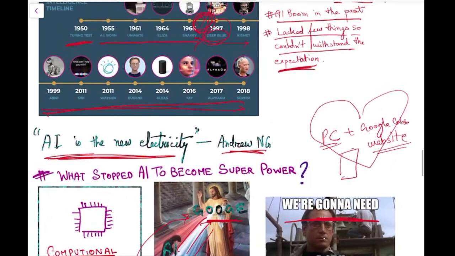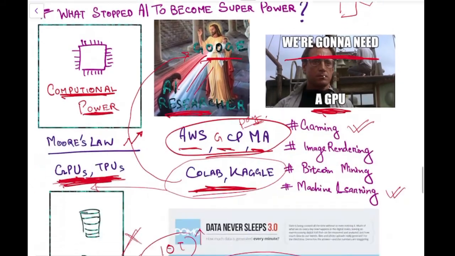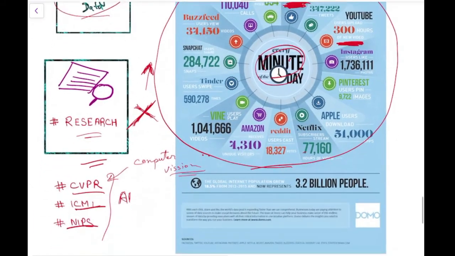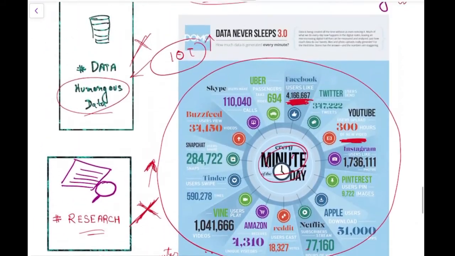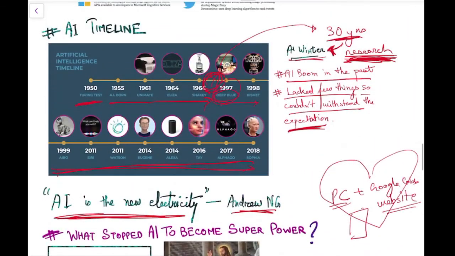So that's why it's booming again, and it's continuously booming, not stopping anywhere. So that's the timeline of artificial intelligence.